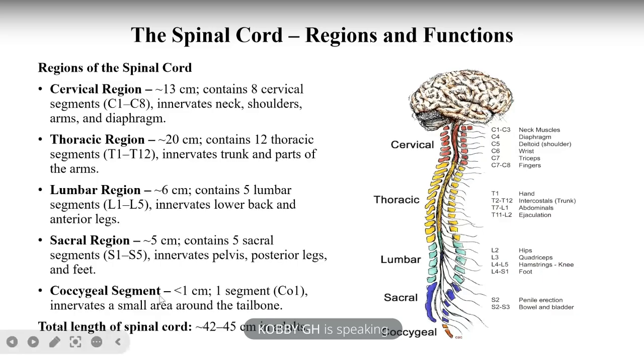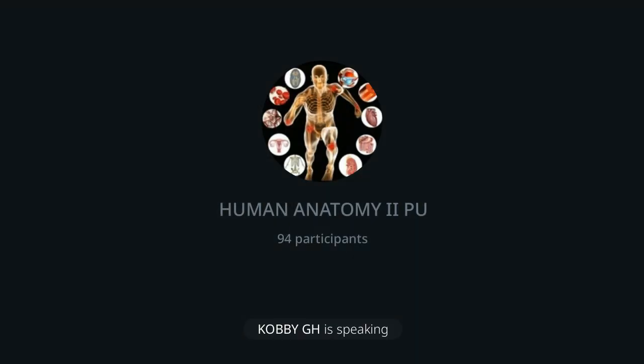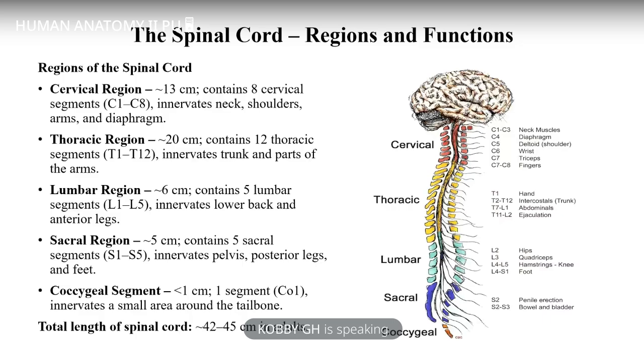So when we take the cervical region, what is the length? 13 centimeters. You should know the part of the body that is innervated. Tomorrow when I come to class in the morning, we will do this exercise. When I call you, you tell me the region and the organs it controls. I can also ask, C4, which part of the body does the C4 level of the spinal cord control? Then you tell me diaphragm. T2 to T12, which part? Intercostals. L3? The quadriceps. Memorize it. Make sure it's part of you.